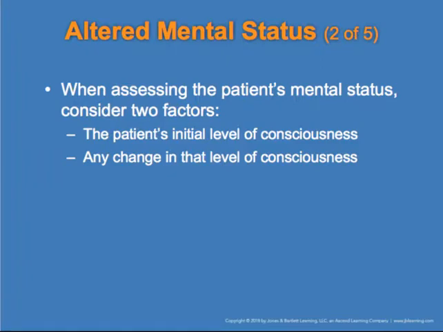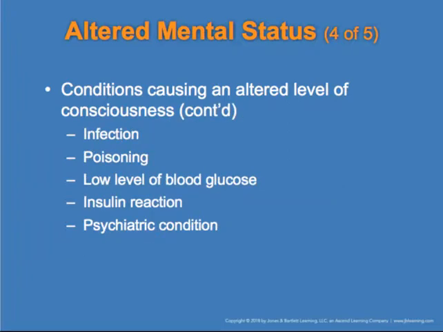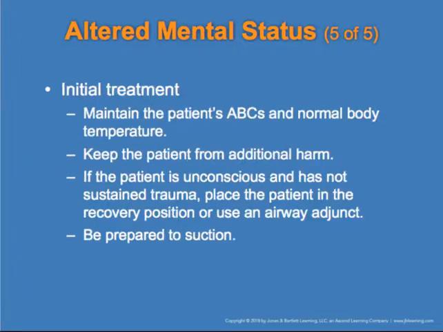When assessing the patient's mental status, consider two factors: the patient's initial level of consciousness and then a change to that level of consciousness. Conditions causing an altered level of consciousness: head injury, shock, decreased level of oxygen to the brain, stroke, slow heart rate, and high fever. Also infection, poisoning, low level of glucose, right? Low blood sugar, insulin reactions, and psychiatric conditions can cause altered mental status.